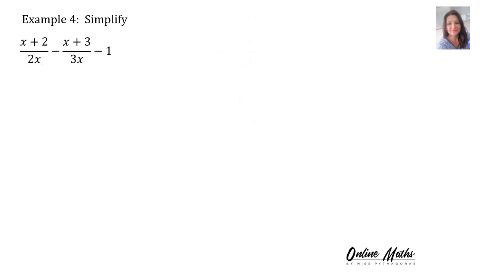Example 4. So what we're going to do here is we need to find the LCD, the lowest common denominator. And do you agree that in this case it's going to be 6x? And then what we do is we are going to multiply each and every term individually and make sure that our denominator turns into 6x. So the first term, (x plus 2) over 2x, we're going to multiply that one by 3 over 3. And then the next term, minus (x plus 3) over 3x, we're going to multiply by 2 over 2.